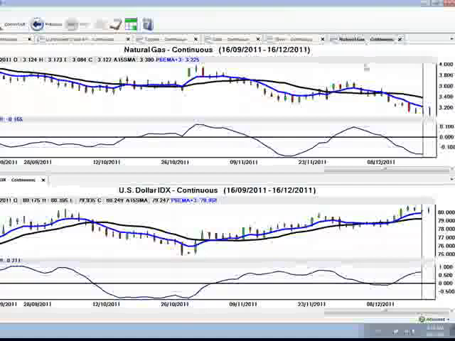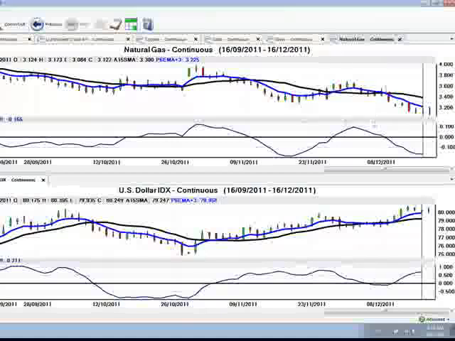Now, natural gas is one that I do find interesting. It is oversold. It is grossly oversold, and I believe that if we see a bounce in any of the commodities, it will be natural gas before it will be gold or oil or any of these other things. Gold, 100% speculative. Natural gas is a commodity that we need.